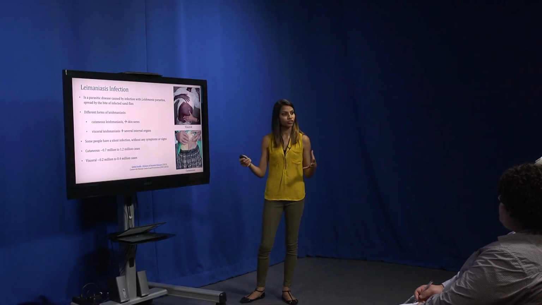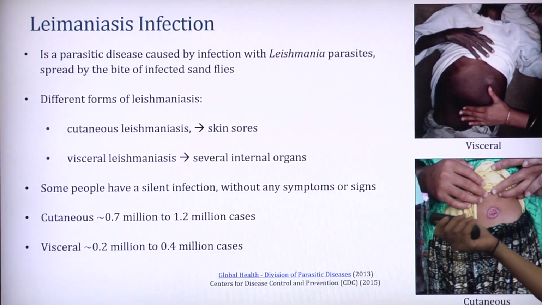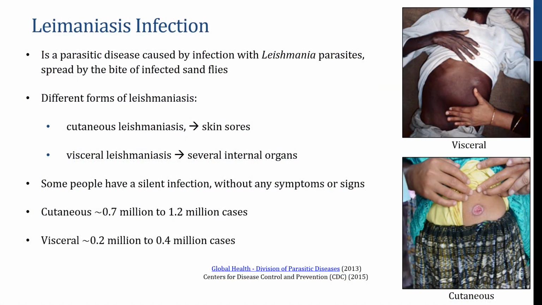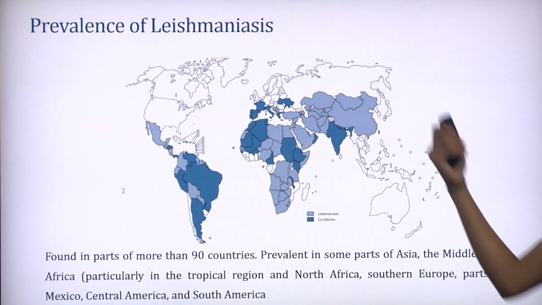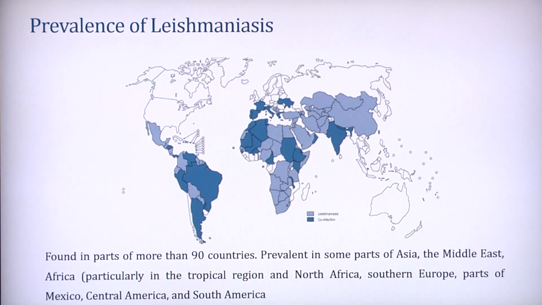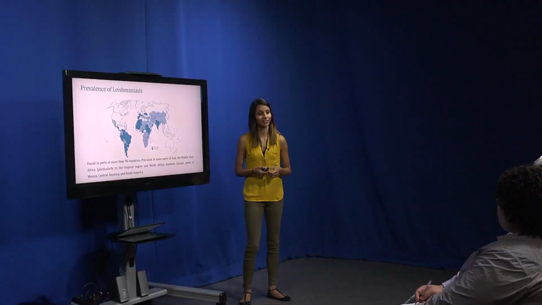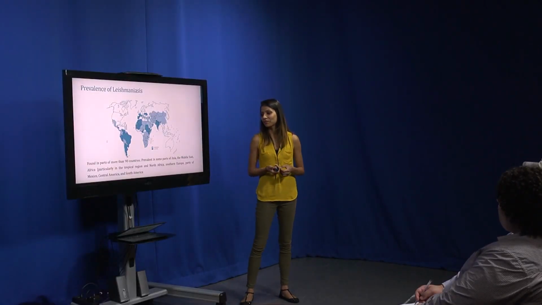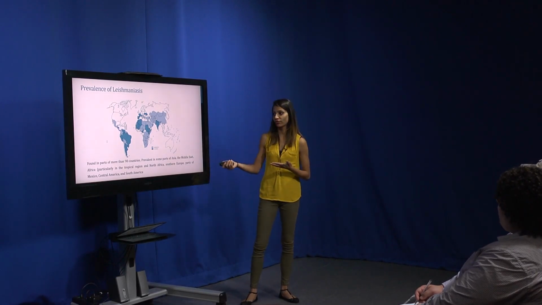So just to give you a picture of the impact of this infection, for the cutaneous form there are about 1.2 million cases annually and globally, and for visceral, about 0.4 million cases. So it is very prevalent all over the world. It's not present in the USA and many cold climates, but most of the tropical countries have it, except for Australia, because probably the sandflies have not reached there. It's present in more than 90 countries.